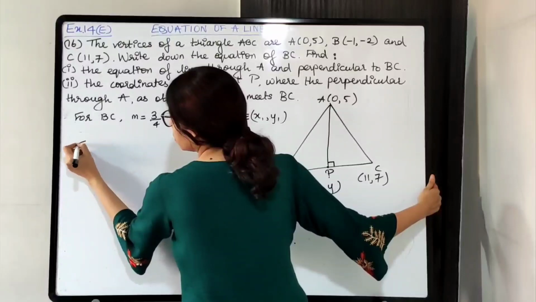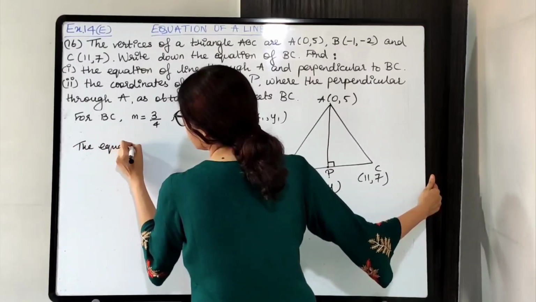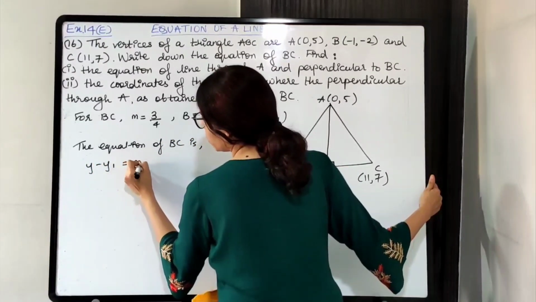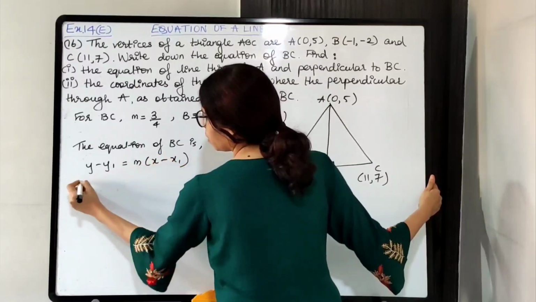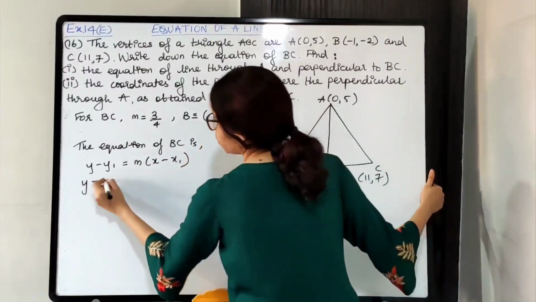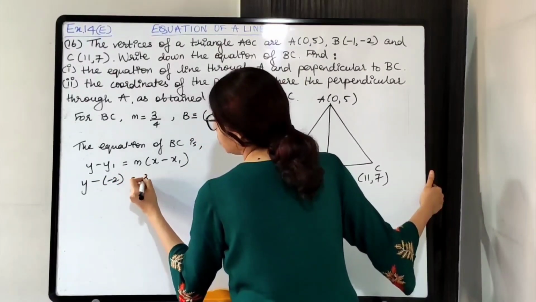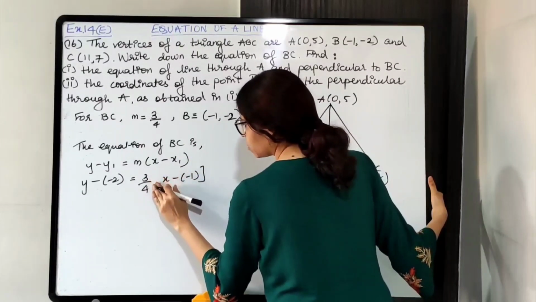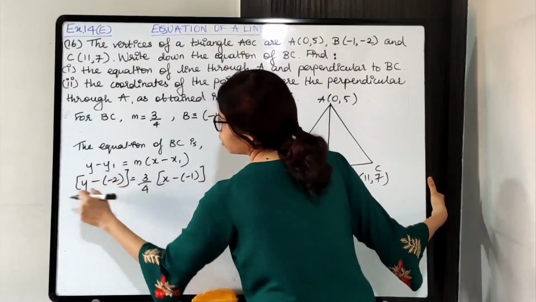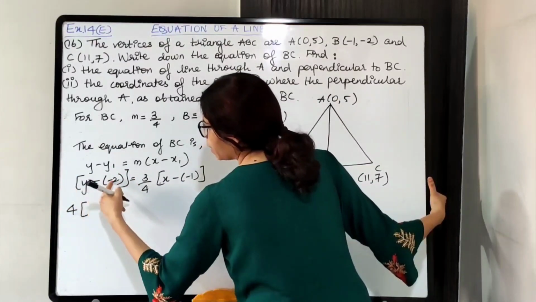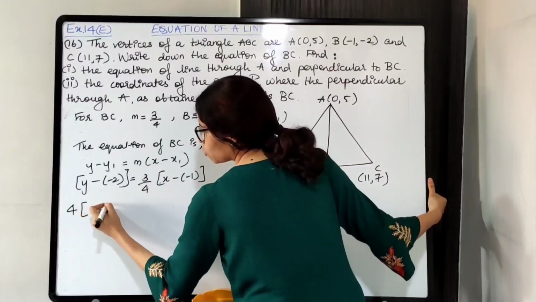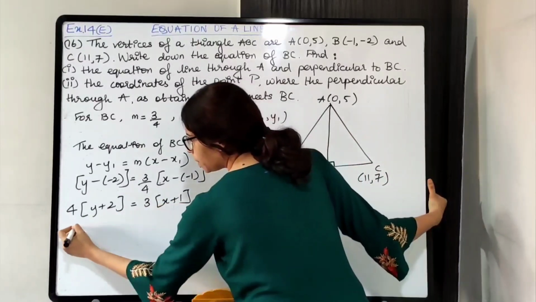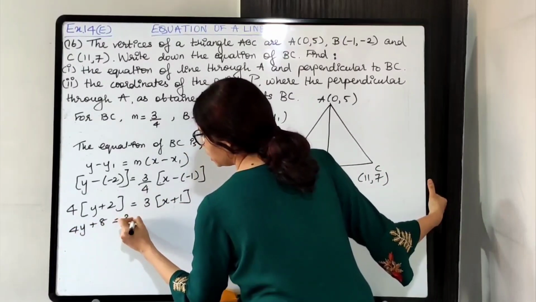So the equation of BC is y minus y1 equals m into x minus x1. Putting the values now, y1 क्या है, -2 है, m is 3/4, x minus x1 is -1. So put box brackets outside. यहाँ पे भी box brackets because we are going to multiply 4 over here. माइनस माइनस क्या हो जाएगा, प्लस हो जाएगा. So y plus 2. Same thing over here, प्लस हो जाएगा. Opening the brackets, 4y plus 8 is equal to 3x plus 3.